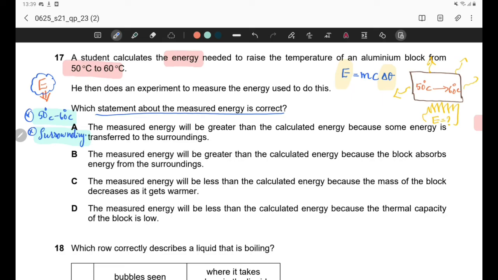So option A says the measured energy will be greater than the calculated energy because some energy is transferred to the surrounding. That is correct. Yes, option A is correct.